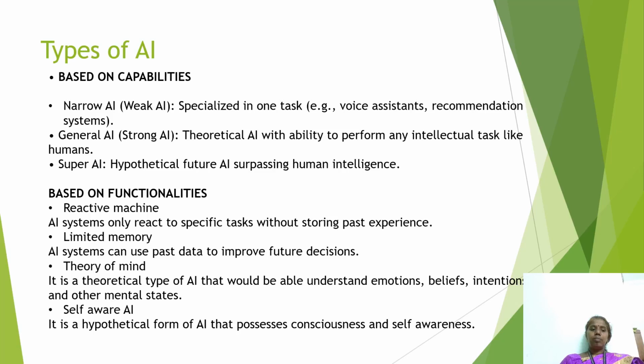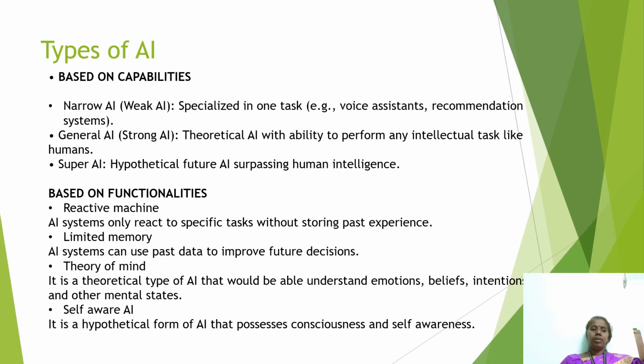These AI systems can use past data to improve future decisions. For example, a self-driving car uses data from previous trips to navigate roads and avoid obstacles. Next type, theory of mind. The theory of mind is a theoretical type of AI that would be able to understand emotions, beliefs, intentions, and other mental states. This would allow the AI to interact with humans in a more natural and empathetic manner.